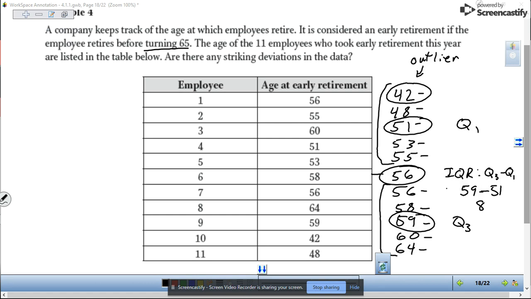And we'll look at some other ways to calculate outliers too. But the trick here is this. If you're thinking about turning 65 and retiring, right, most of these people are very close to that, with the exception of maybe this one guy who's retiring not just early, but very, very early. So he would be considered a deviation from the data. So 42 is a deviation. Right? So use that for 411.